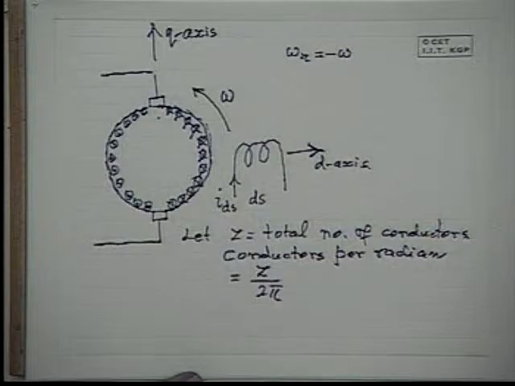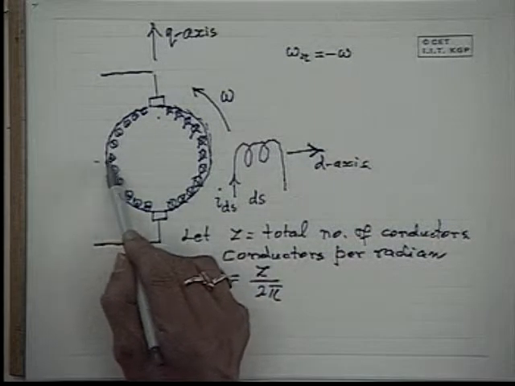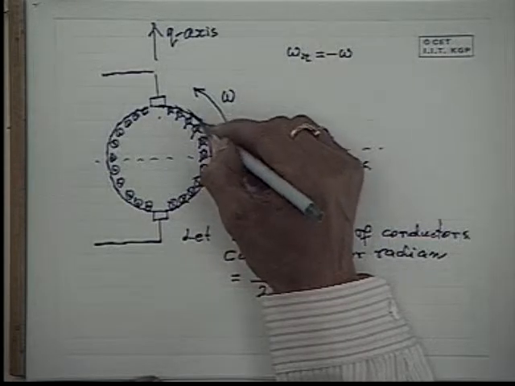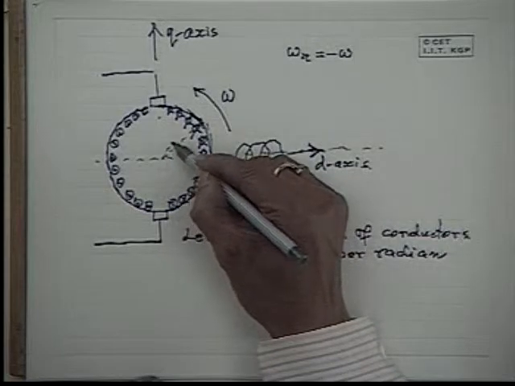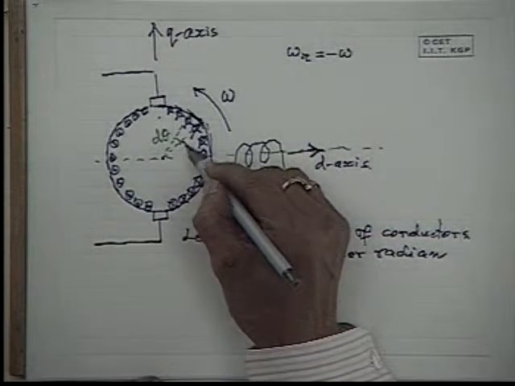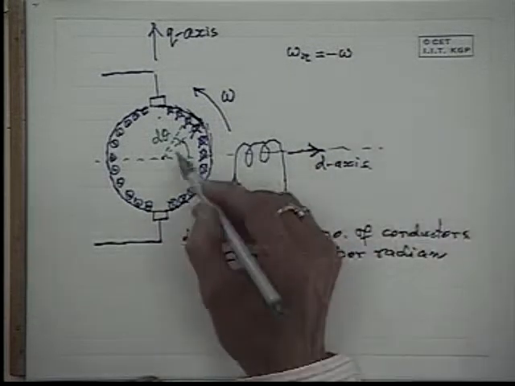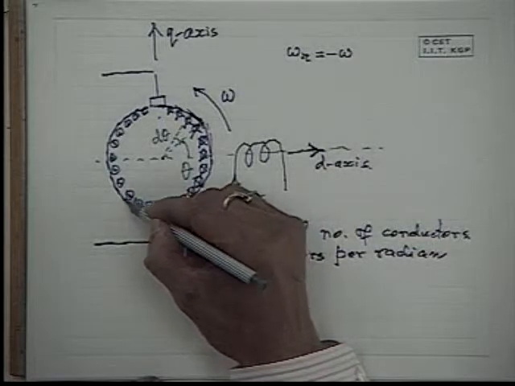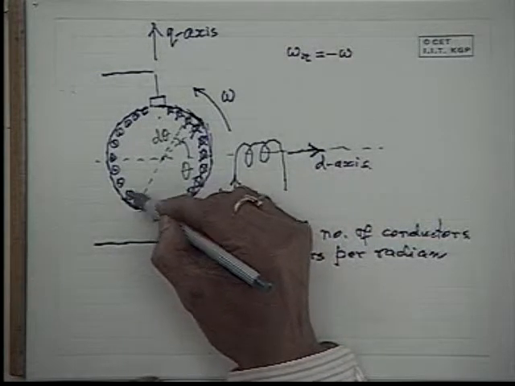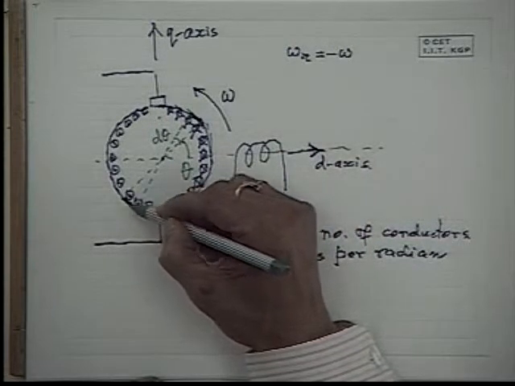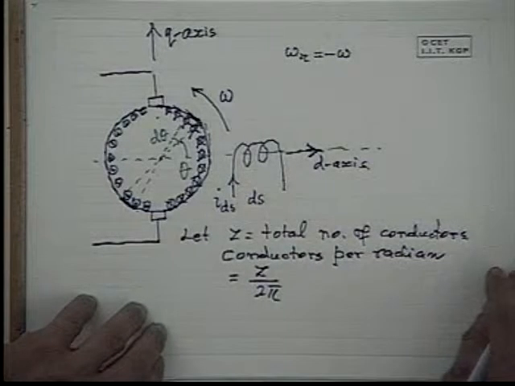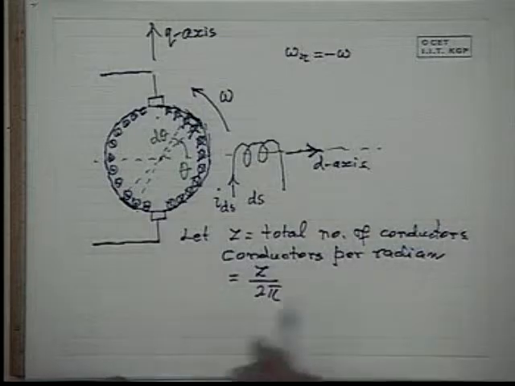Now we consider a small segment on the armature surface making an angle d theta at the center, whereas this segment is at an angle theta from the d axis. Now, diametrically opposite, we have conductors carrying current in the opposite direction. Therefore, what is the EMF induced? Let us do that. Now, looking into this structure, we can proceed further.